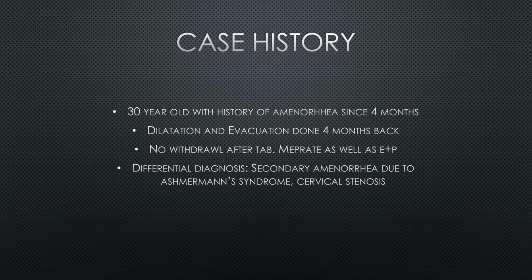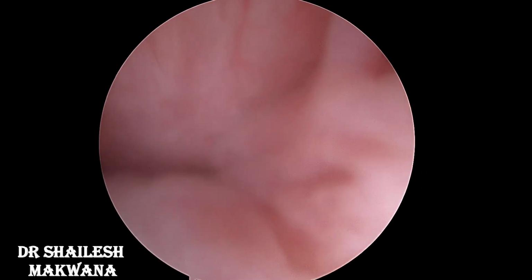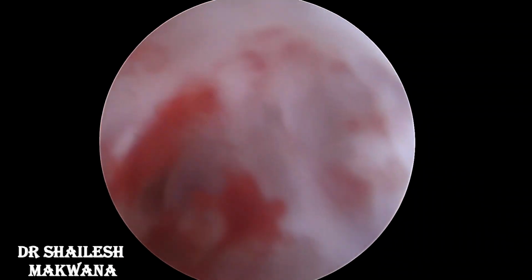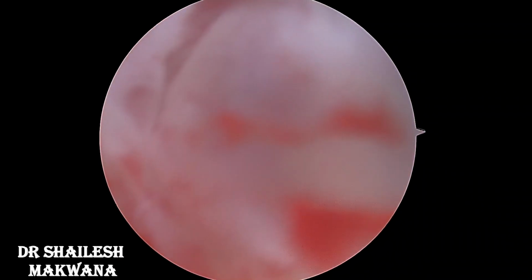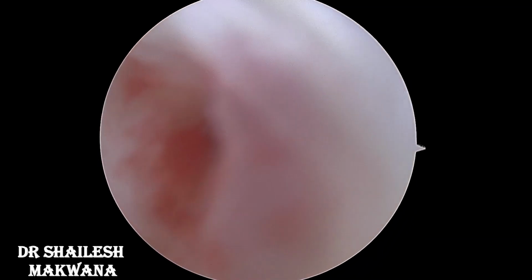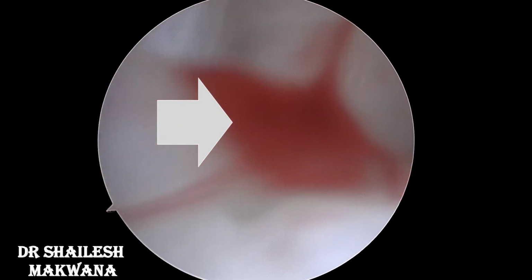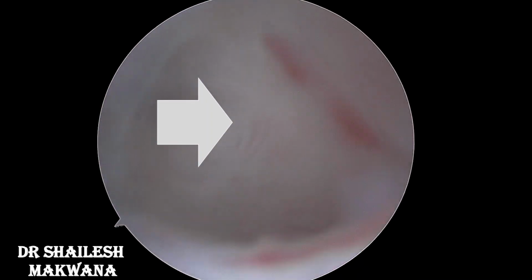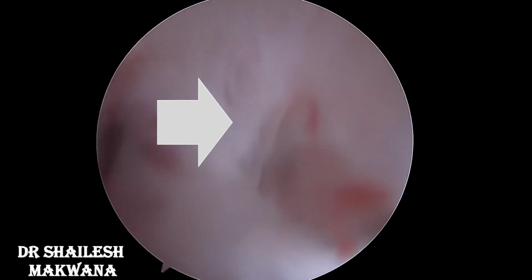Now we started with the hysteroscopy and we proceeded without dilatation of the cervix, and we were able to see a fibrosis at the level of the internal os. Now there are high chances of forming a false tract, as you can see, if a blind dilatation is being done.